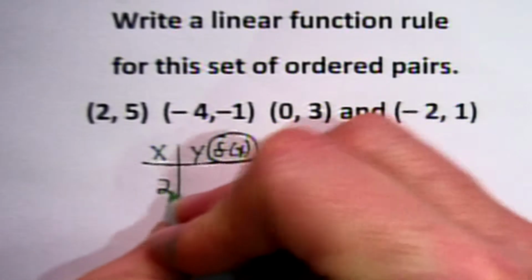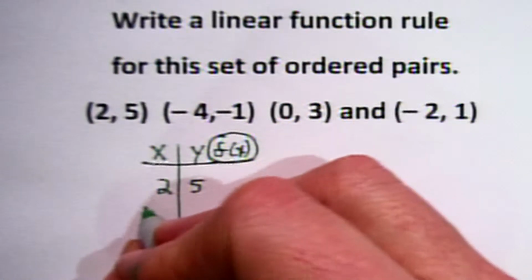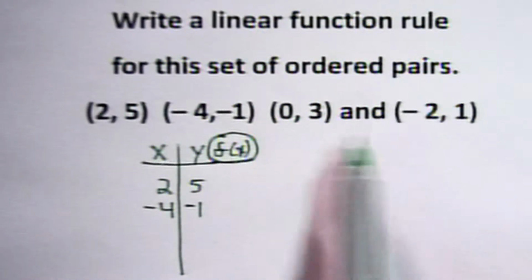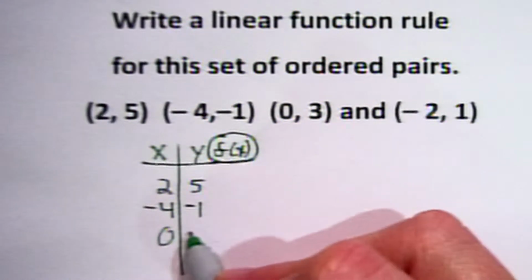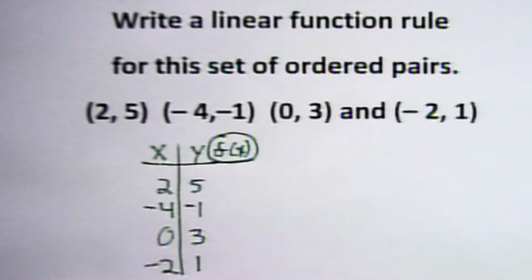We've got 2 and 5. Looks a little bit scrambled. Let's see, we've got -4 and -1. We also have 0, 3, and we have -2, 1. All right, that's our table, that's our look.